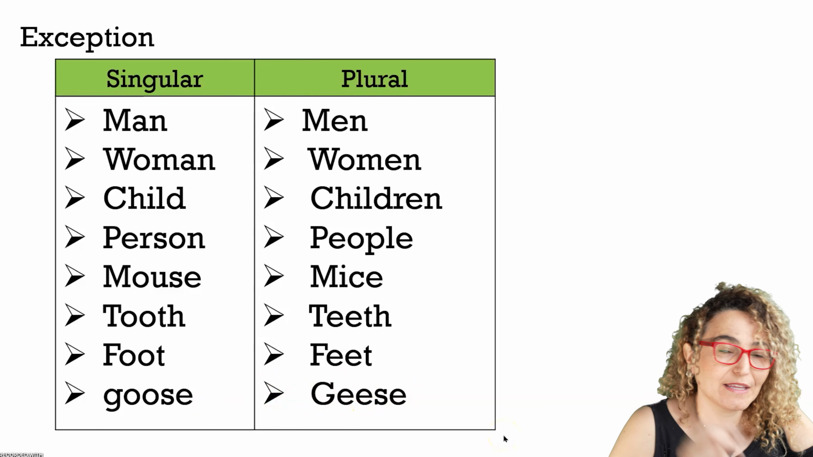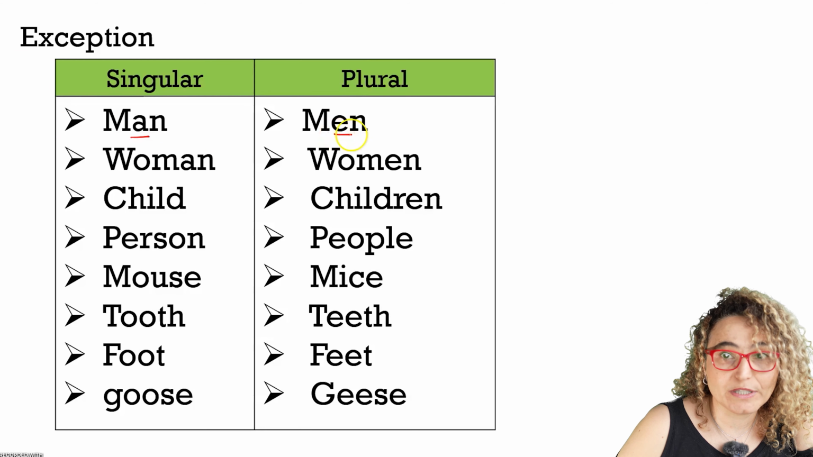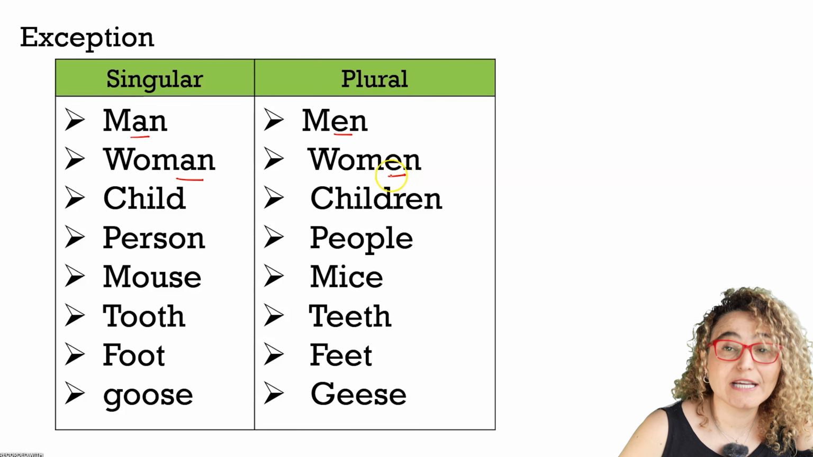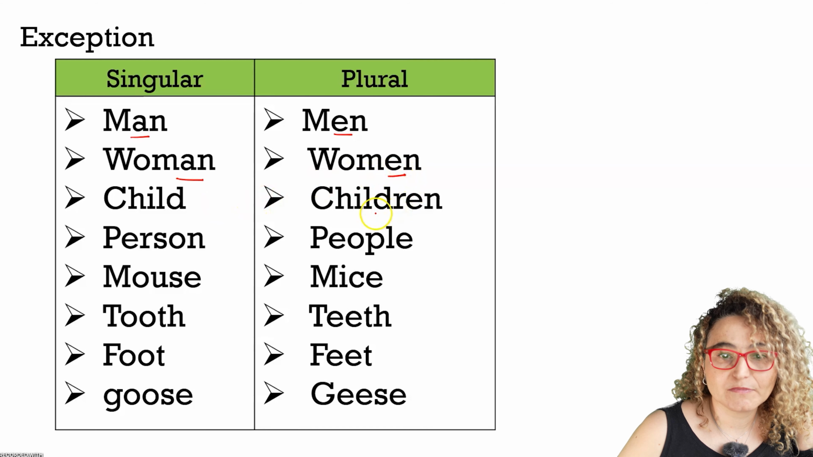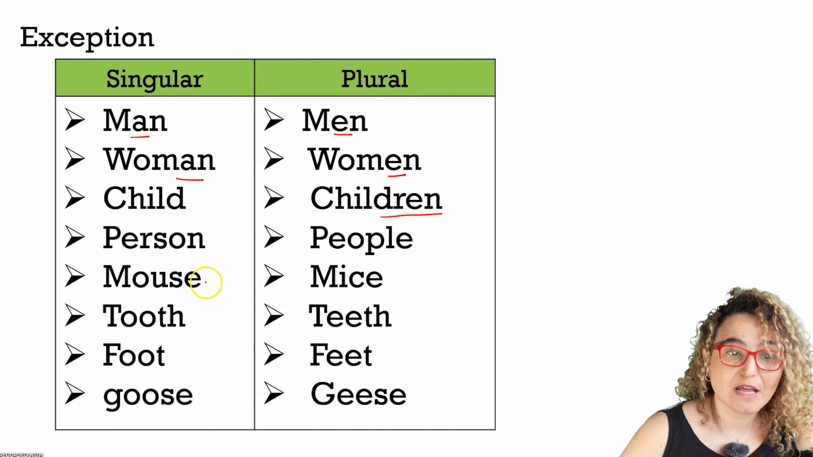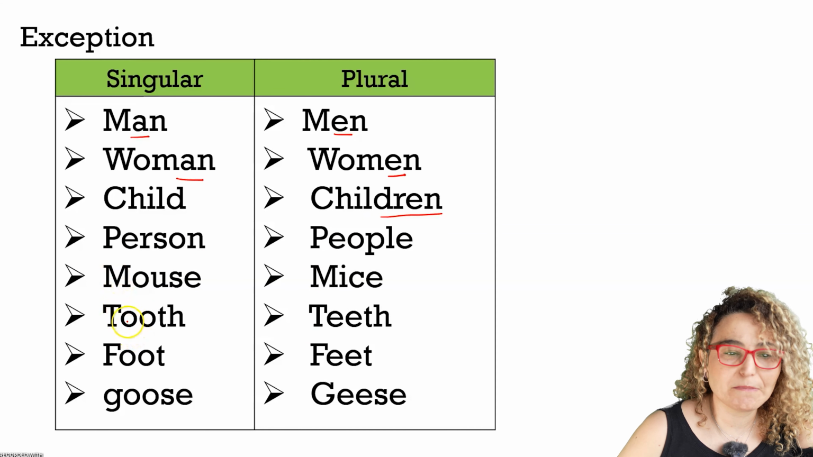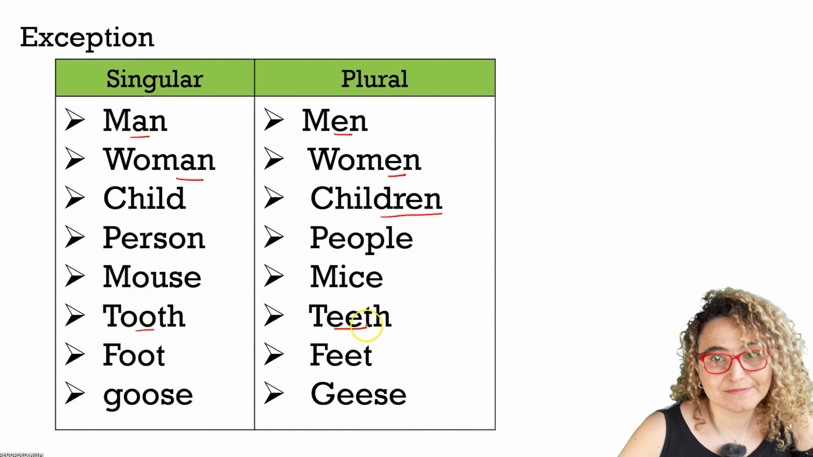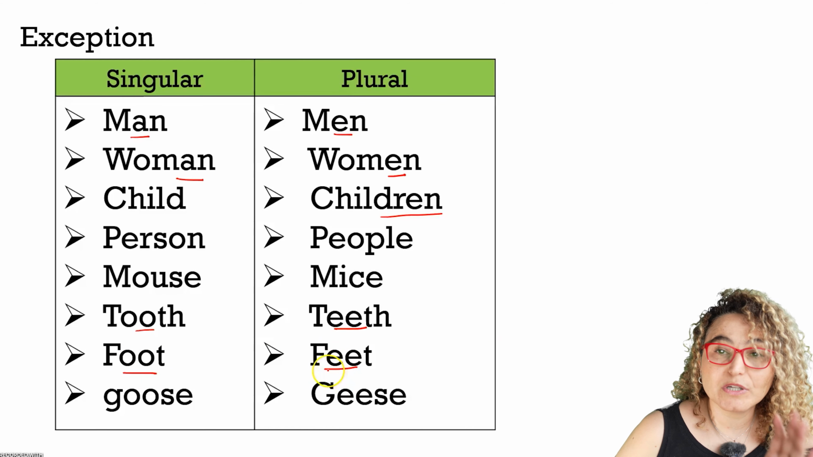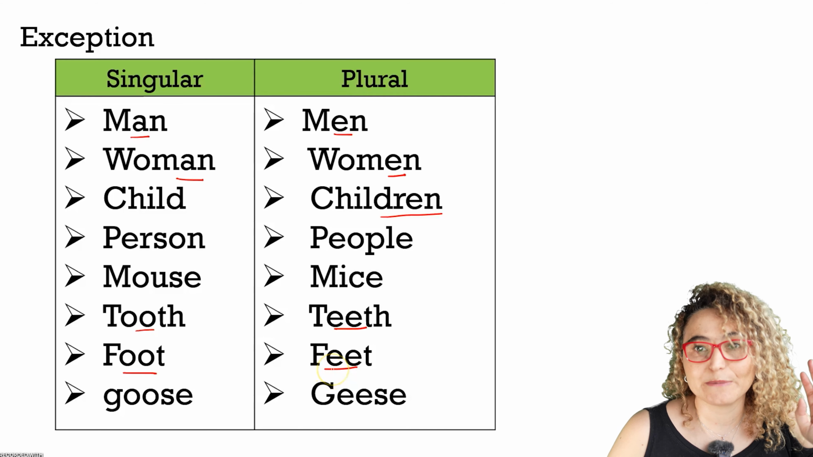Okay, so notice one thing here, which is really important. When we look at man, we notice the A changes to E. Woman, the A changes to E as well. Children, the whole word changes. Person, people, mouse, mice, tooth, teeth. Just to make you remember, the double O becomes a double E. These words, you have to remember them. They are exceptions. Like every single rule in English, we always have exceptions.